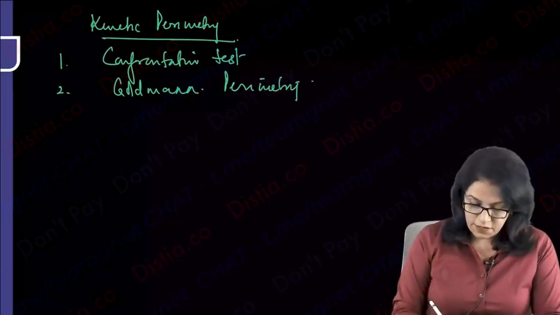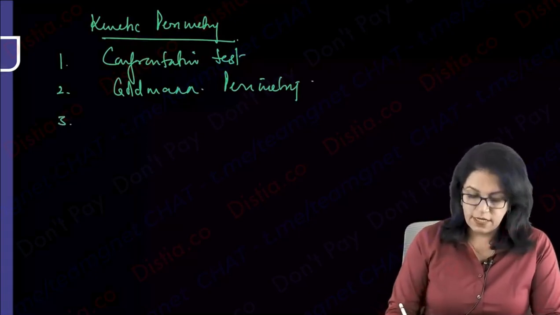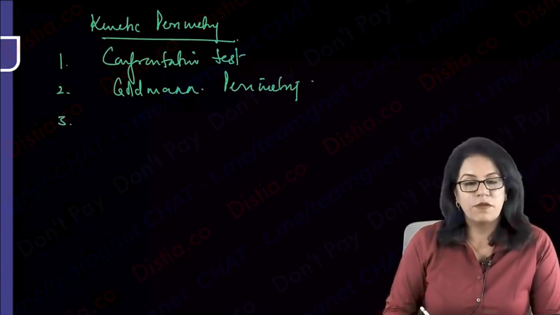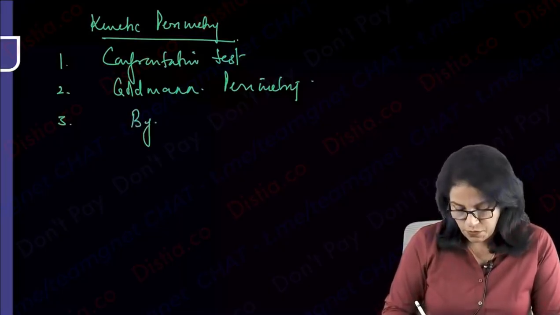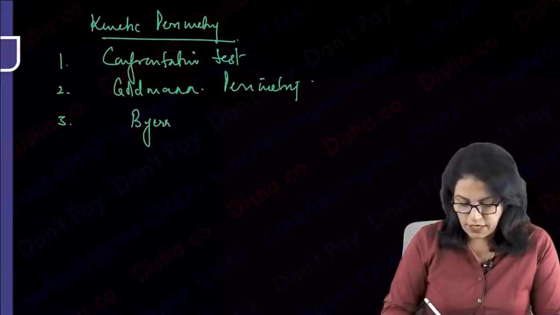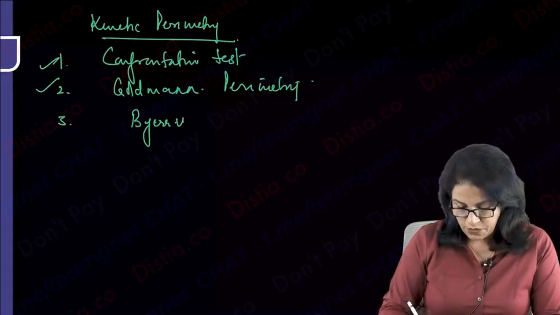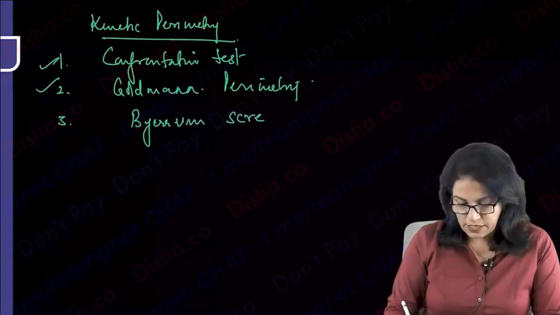Particularly only for the central vision, this will check everything, Goldman, both peripheral and central. But if you talk about central vision, one that was used before was Jerem screen. These days only 1 and 2 are more commonly used. But you should know what is Jerem screen.